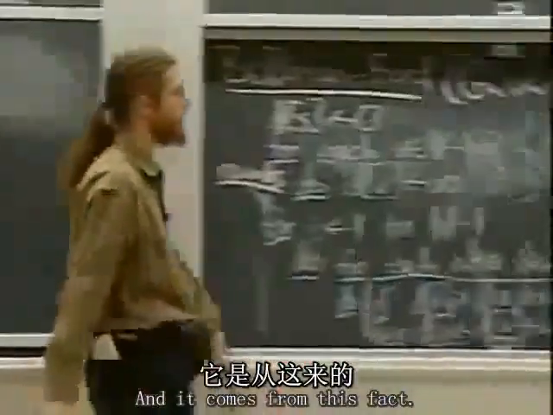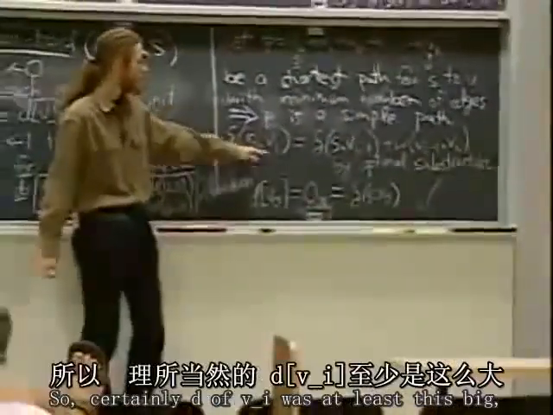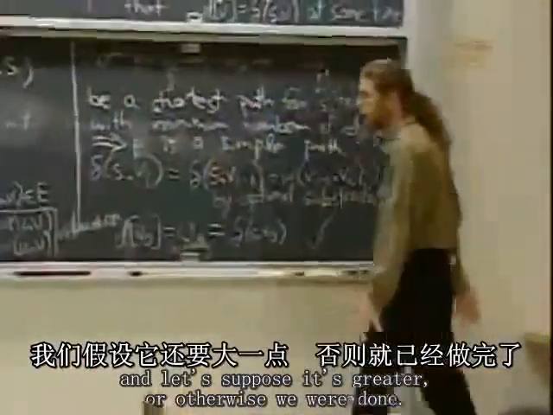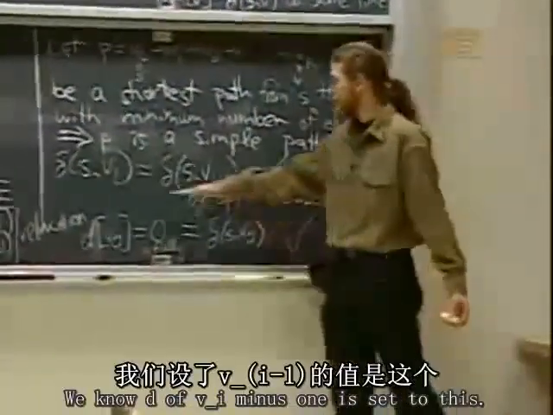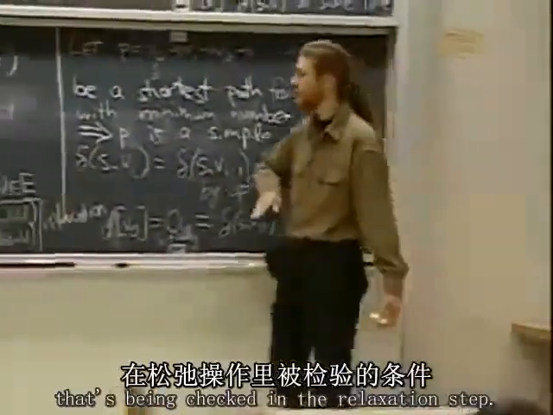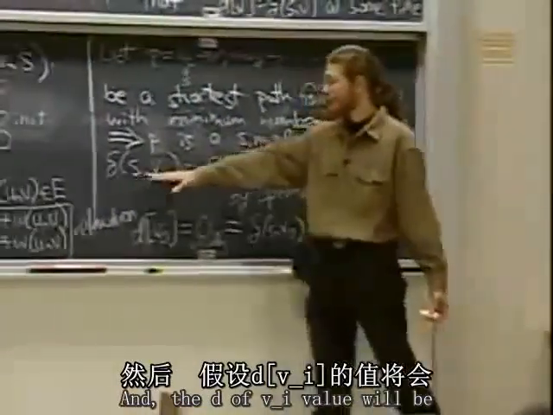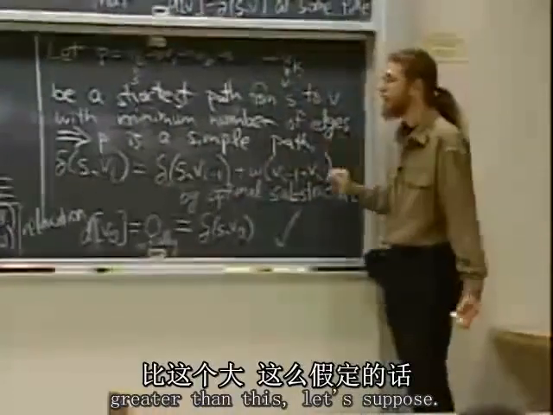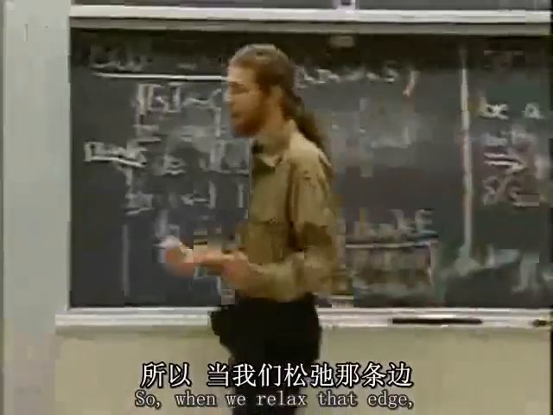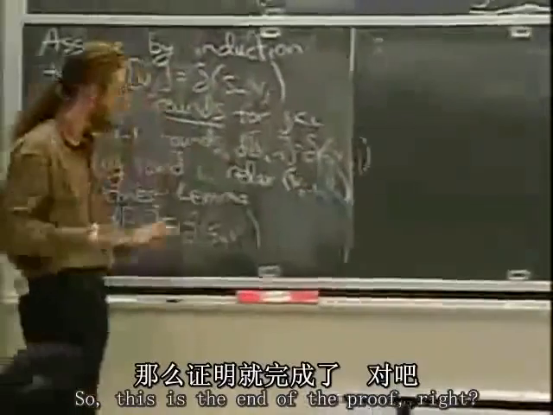And it comes from this fact. We know the shortest path weight is this, so certainly d of vi was at least this big. And let's suppose it's greater, otherwise we were done. We know that d of v i minus 1 is set to this, and so this is exactly the condition that's being checked in the relaxation step. And the d of vi value will be greater than this, let's suppose. And then we'll set it equal to this, and that's exactly delta of s vi. So when we relax that edge, we've got to set it to the right value. So this is the end of the proof, right?